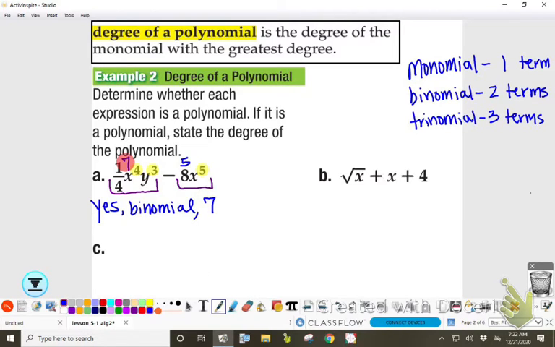So the next one, the square root of x plus 4. So first of all, determine if it's a polynomial. I don't have any variables raised to a negative or a fractional exponent. I don't have any exponents, so it's all understood to be an exponent of 1. I don't have any variables in the denominator, but I do have a variable underneath a radical sign right there. So this is not a polynomial. If it's not a polynomial, I don't need the degree and I don't need to know what type it is.